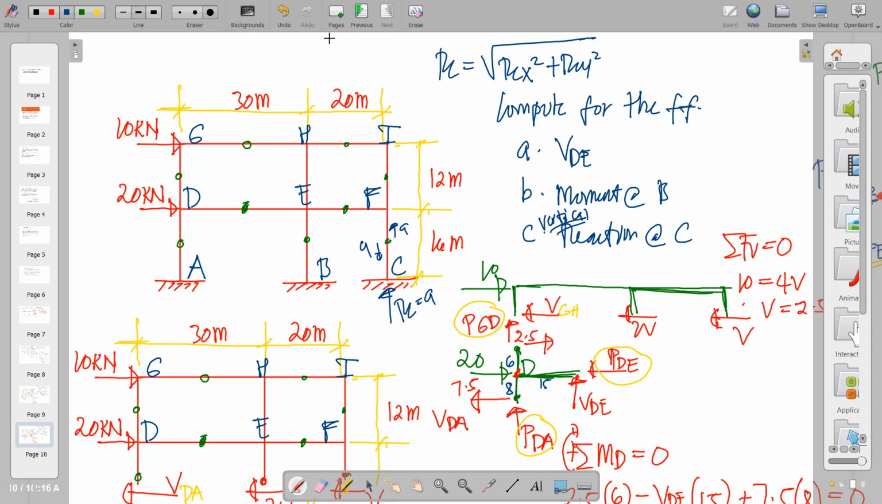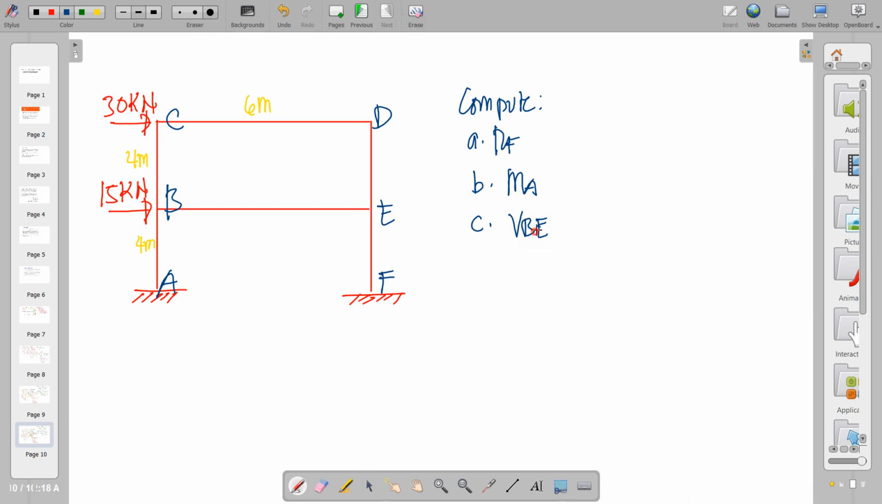So let us try another problem. So let us try this single bay here with the following dimensions and force or lateral force. First, we are going to determine the reaction at F. So the reaction at F basically shall compose of vertical and horizontal.